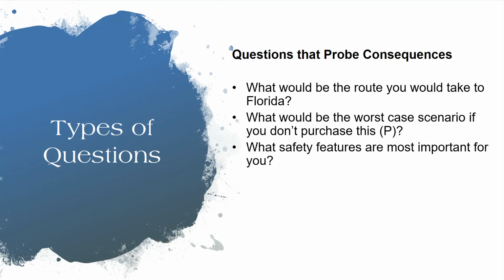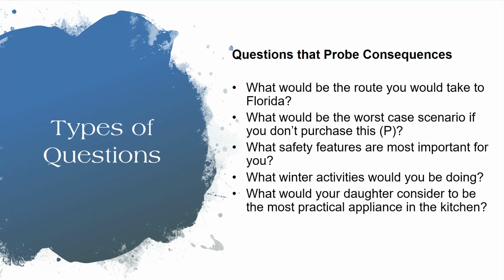What safety features are most important for you? What winter activities would you be doing? And what would your daughter consider to be the most practical appliance in the kitchen? Again, these are all questions that are probing consequences. Consequences are possible trouble for the actual customer.